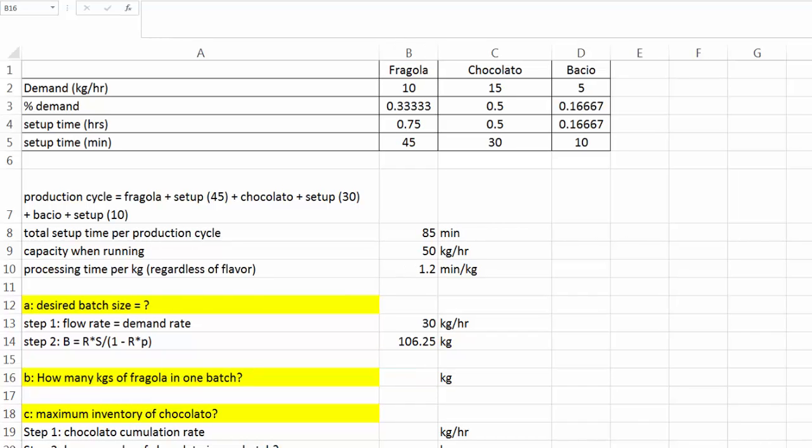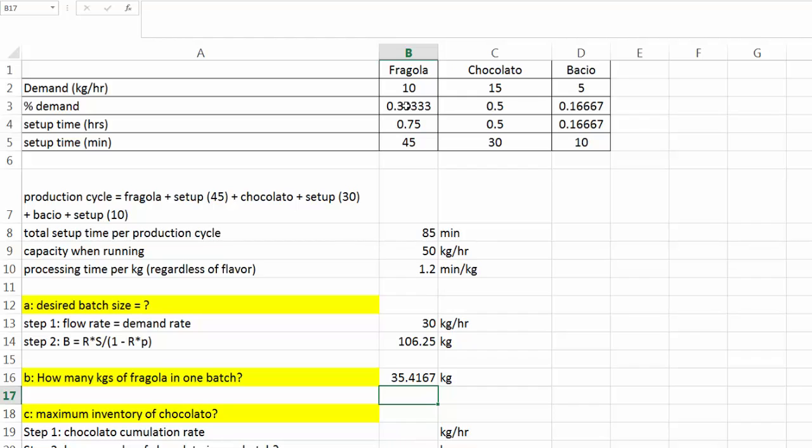Question B, how many kilograms of Fragola in one batch? And this is very easy. We know that in one batch, in total, we're going to have 106.25 kilograms of ice cream, and Fragola accounts for 1/3 of it. As a result, in one batch, there will be 35.4 kilograms of Fragola.